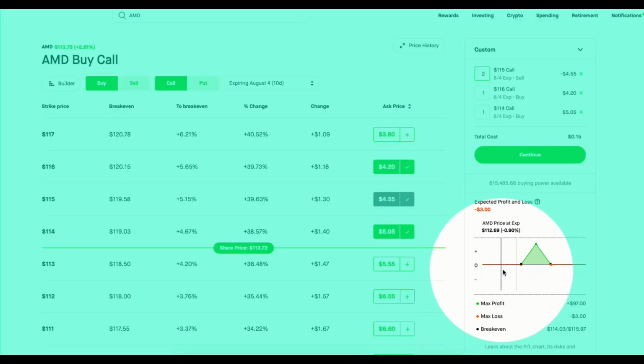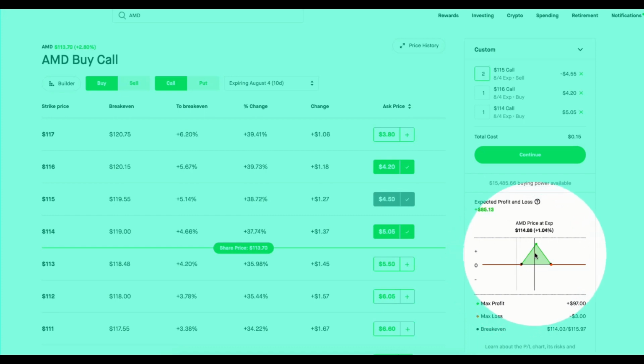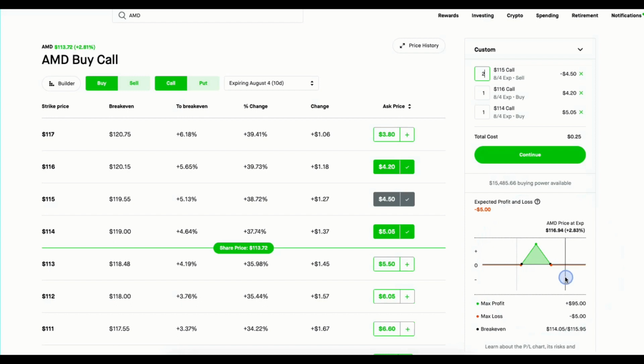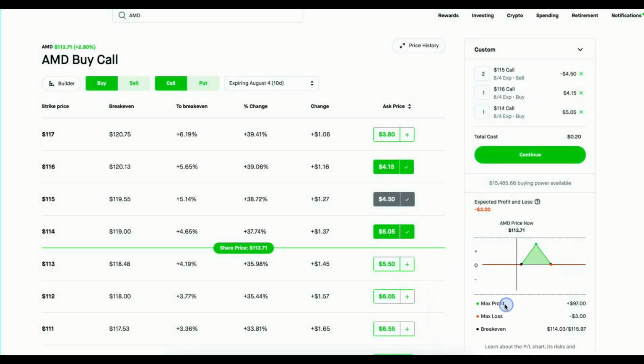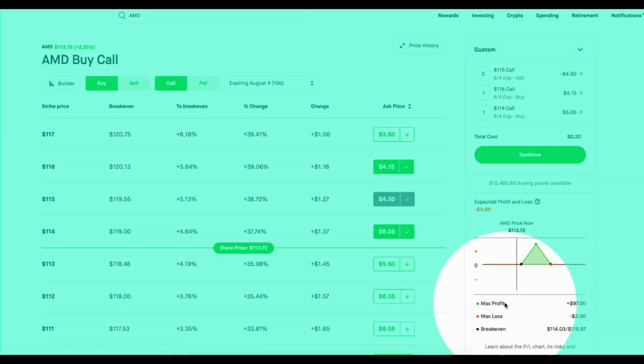Now if you look at the chart, it kind of resembles a Christmas tree, and that's exactly what this option strategy is also called. It's called a Christmas butterfly strategy. In this case, if you look at the profit and loss chart, your max loss is just $3, and the potential profit you can make is $97.